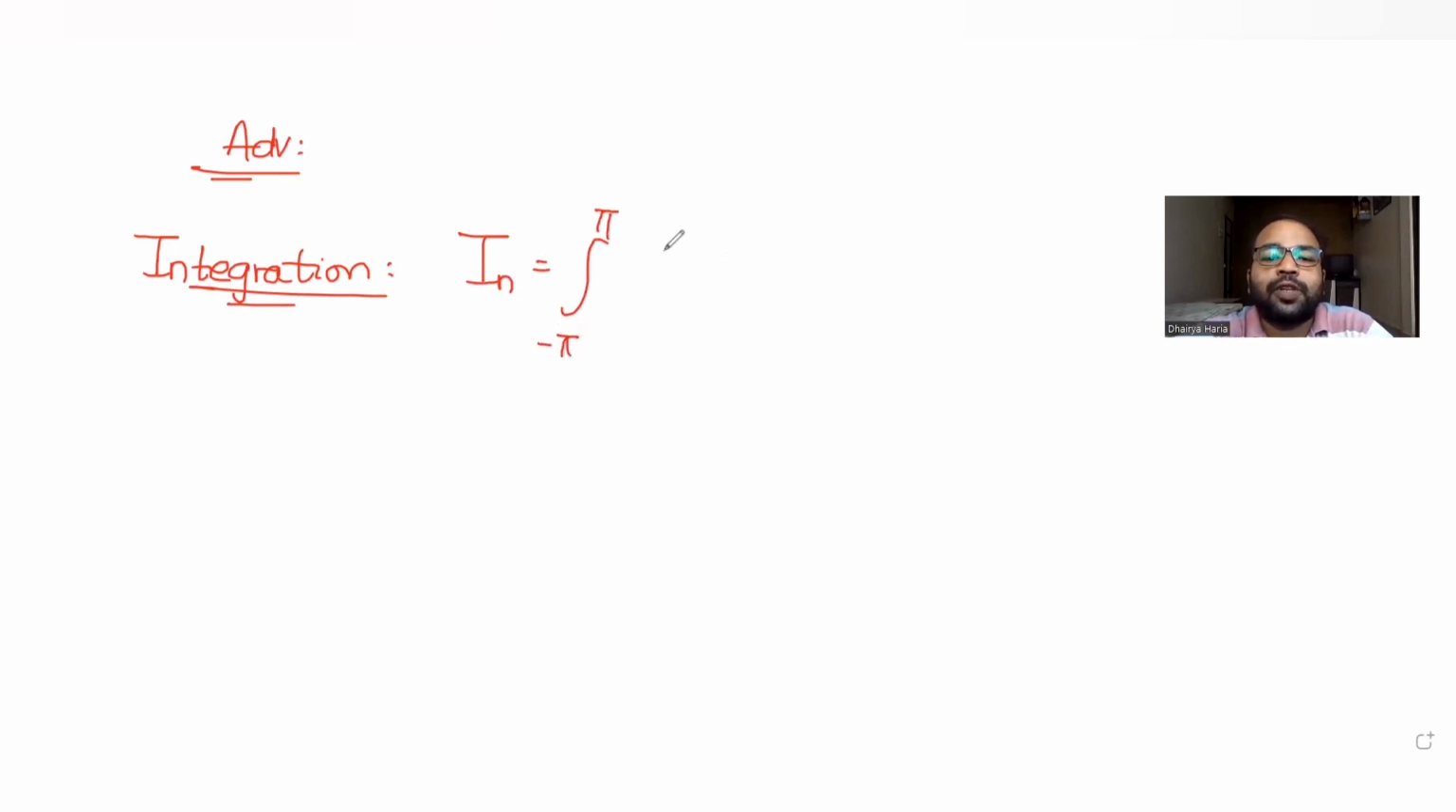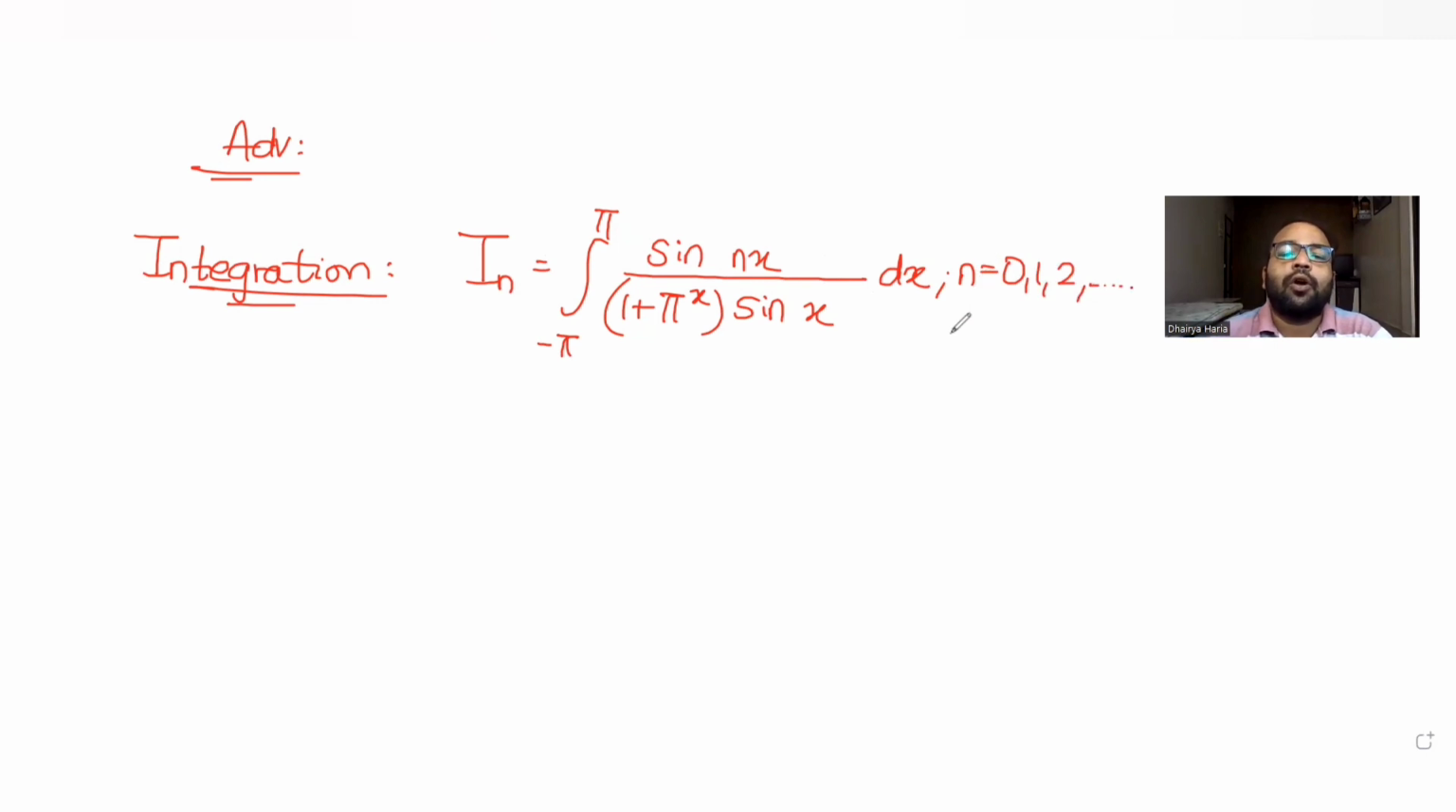The expression which is given to us is sine nx upon 1 plus pi raised to x into sine x dx. We have also been told that n can be 0, 1, 2, anything till infinity, so all the non-negative integers. We have been given 4 options, and we need to check which of the options satisfy this question. The first option says In is equal to In plus 2.